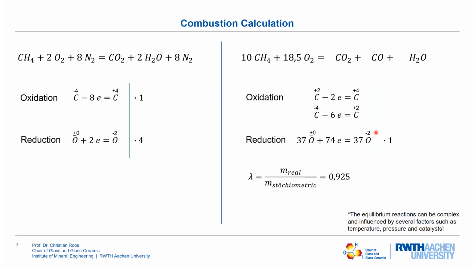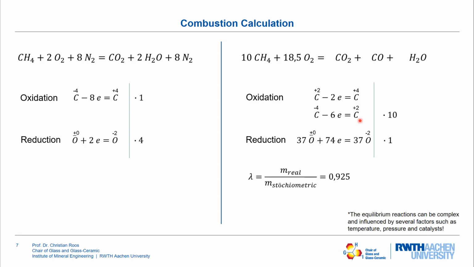For the reduction, we have the fixed number of 74 electrons. And now we combust all the carbon from -4 to +2. For this process, we need for 10 carbon atoms 60 electrons. And with this, we have all the carbon from -4 in the methane converted to carbon +2 in the carbon monoxide. However, in that case, we still have 14 electrons left.